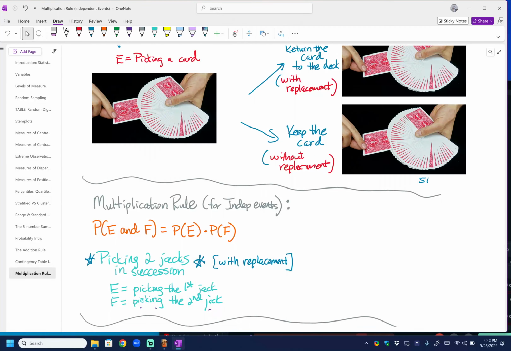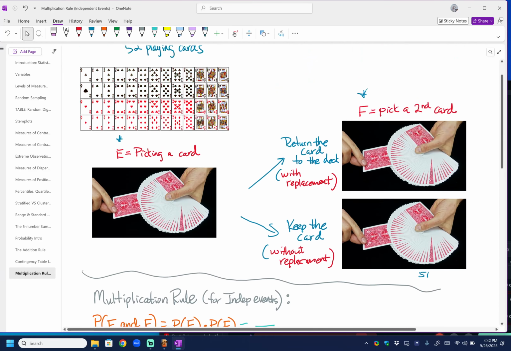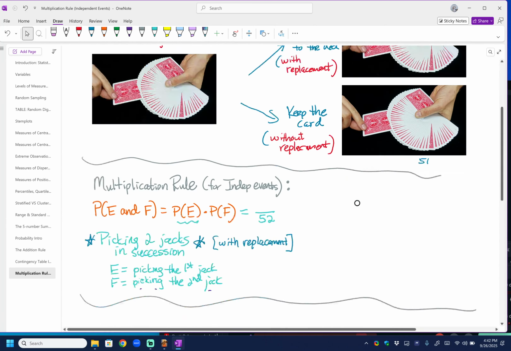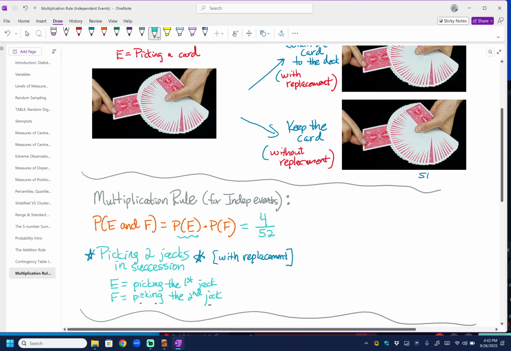So based on all of this, we should be able to find this probability. For example, if we want to find the probability of E, which is picking the first jack, the original deck has 52 cards. That is our sample space. We're looking for the event of picking a jack. If you go to the playing cards at the top, you can clearly see by this column right here that there are 4 jacks in the deck. Therefore, our event would be 4 out of 52.